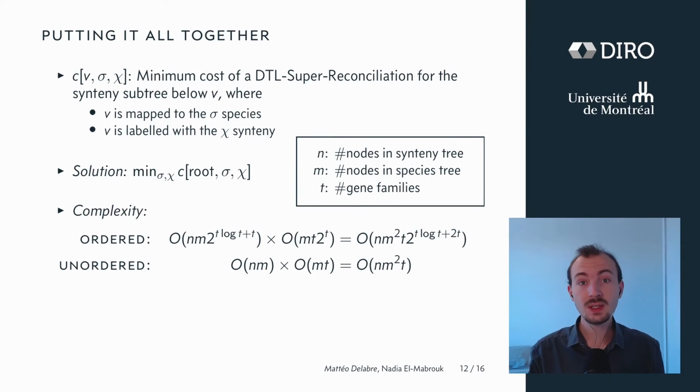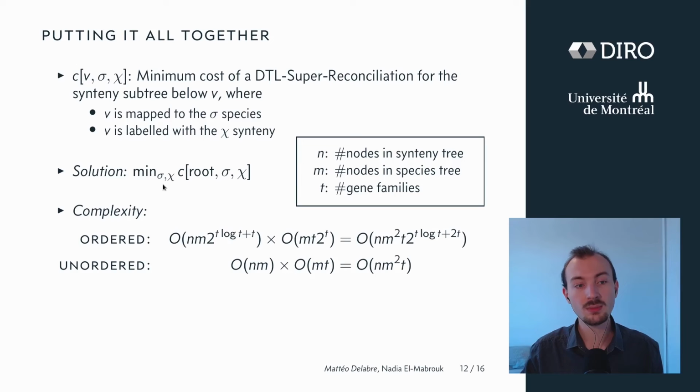So in the DTL setting, we must optimize both parts at the same time. This can be done by adapting the dynamic programming formulation from before. We will create a table that ranges over 3 variables. The first 2 are the same as before. The new variable is chi, which is one of the possible syntenies. If we assume that we have already computed this table, it's quite easy to extract the overall solution.